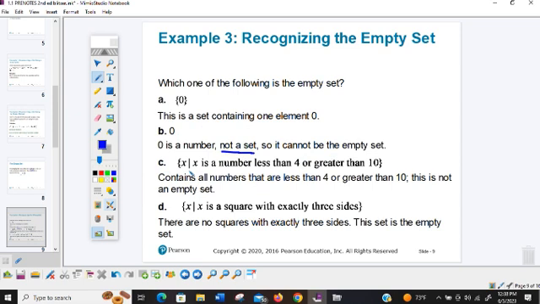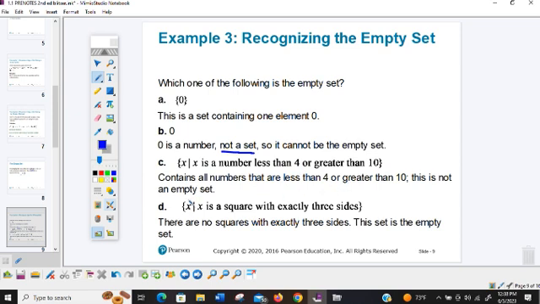Part C, now this one is listed in set builder notation. X such that X is a number less than 4, okay, or greater than 10. Well, that is not empty set. There's a lot of numbers less than 4. There's a lot of numbers greater than 10, so it's not empty.